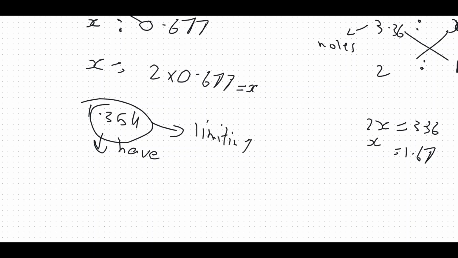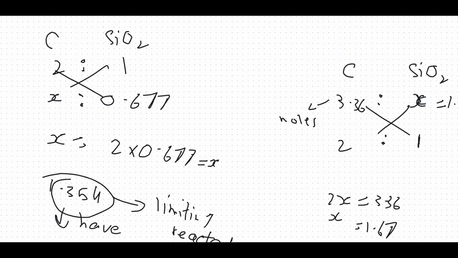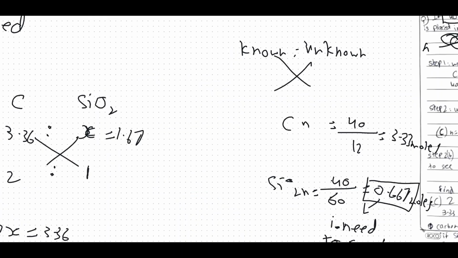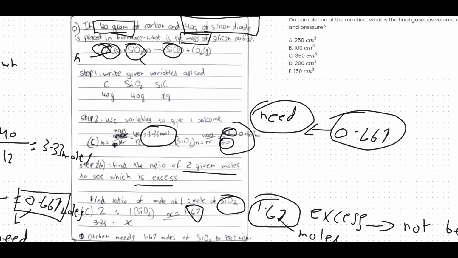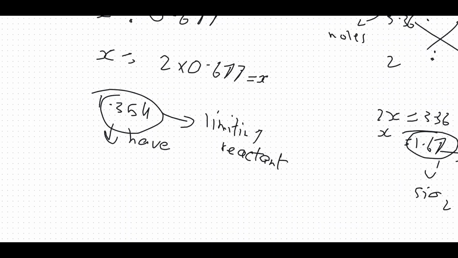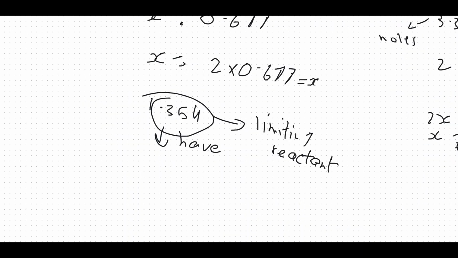In the case of silicon dioxide, when I did silicon dioxide, I found 1.67 as my answer. This is the moles that I have. But in step 1, I found that for silicon dioxide I only need 0.667. I need these many moles, but I have these many moles of silicon dioxide. So obviously silicon dioxide is not my limiting factor. My limiting reactant is carbon.